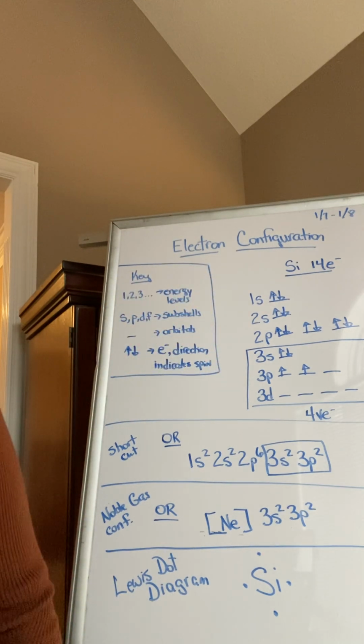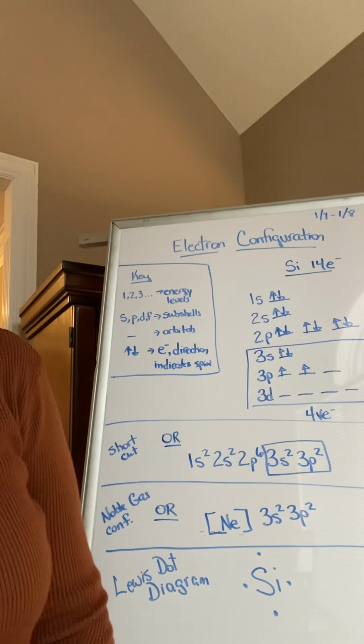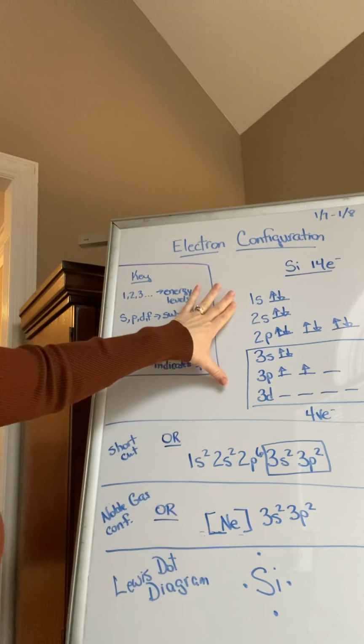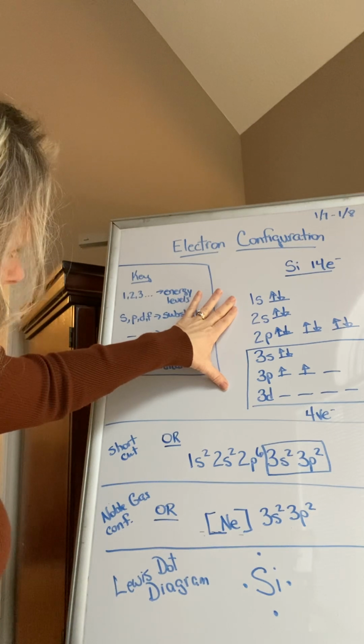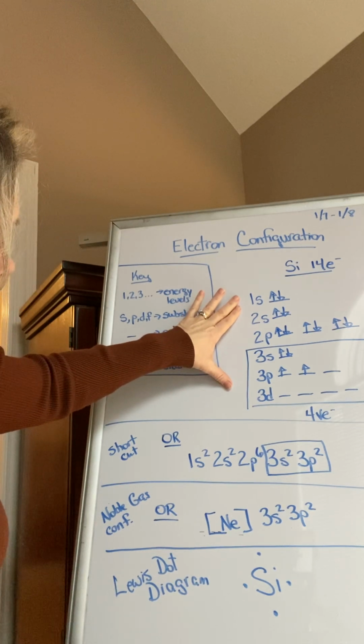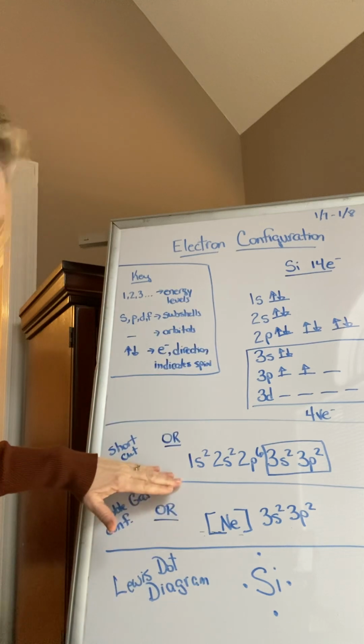Now, we can write it out like that, which is great for something that doesn't have a lot of electrons. But when you get into these elements that have 58, 59, 80 electrons, this would be very time consuming to do. So we have a couple different ways that we handle that. Instead of writing it out like this, we could use our shortcut method.